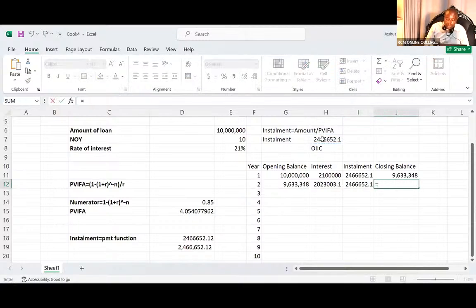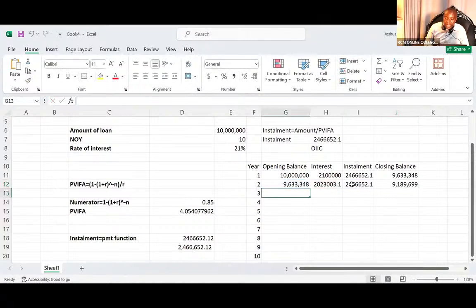Then I say equals, ladies and gentlemen, to get closing balance, we are taking opening balance plus the rate of interest there, minus, in this case here, the installment, like that. So ladies and gentlemen, when I say enter there, I'm okay. Now I should be able to come and pull just year 2 alone, because Excel now has sniffed and sensed how my pattern is like. So just say year 2 alone, and then you come and hit this thing.